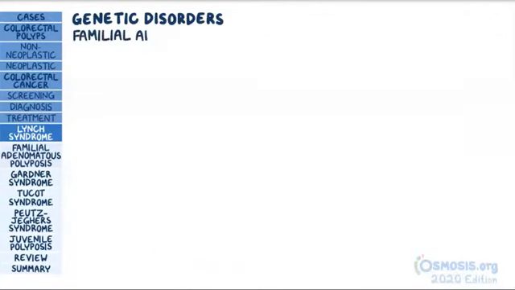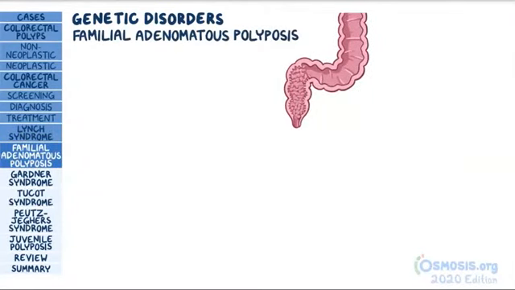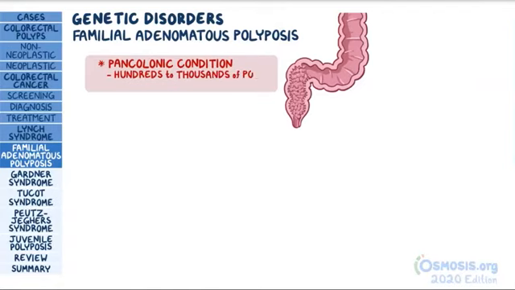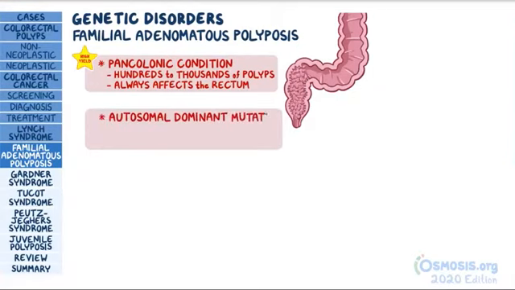Next, we have familial adenomatous polyposis, or short FAP. This is a pancolonic condition involving hundreds to thousands of polyps, and it always affects the rectum. For your exam, you need to know that this is an autosomal dominant inherited condition caused by a mutation in the tumor suppressor gene on chromosome 5q22, called the APC gene.